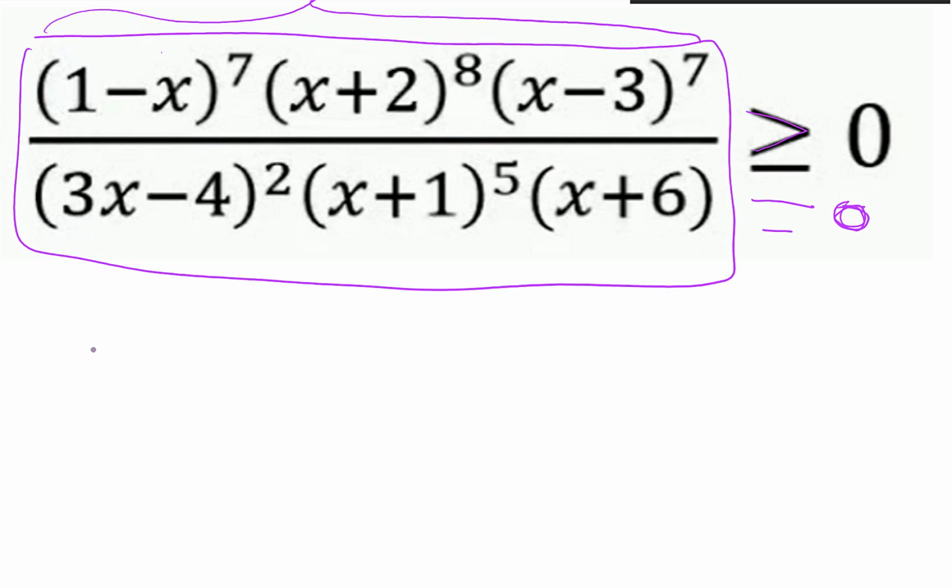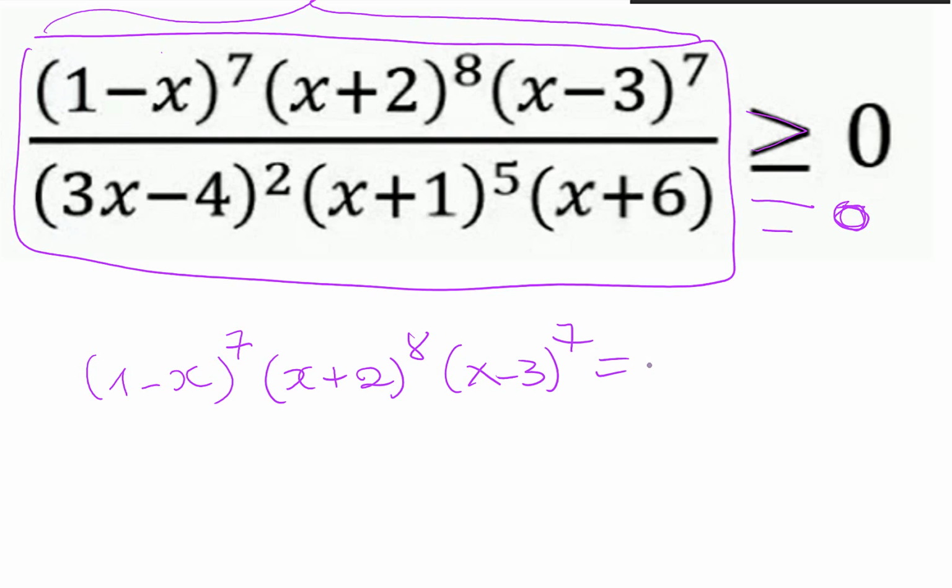Then you solve it by studying the cases where this expression equals 0. One possibility, x equals 1. The other, x equals minus 2. The other, x equals 3. Then you now have all the solutions for which this expression is equal to 0.